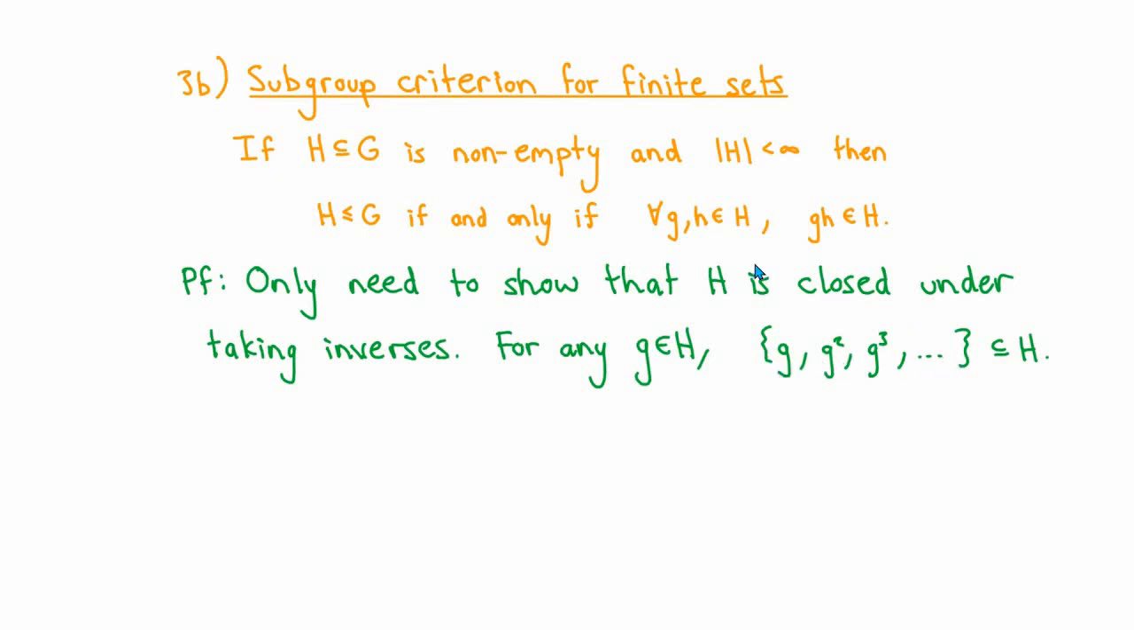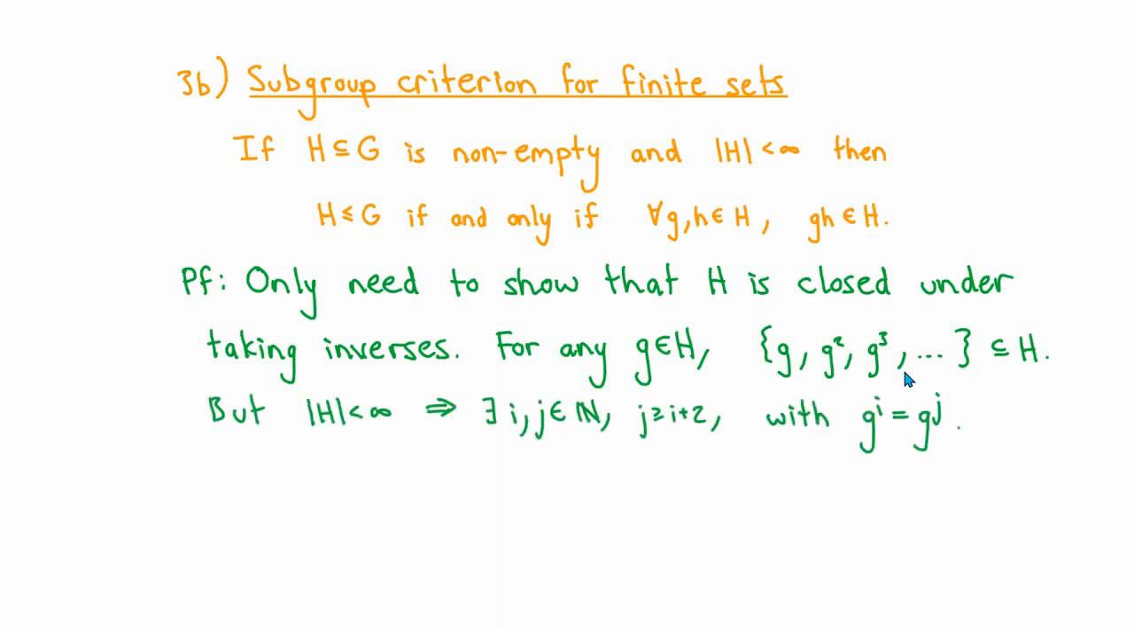Because we're assuming that H is closed under multiplication, all of the elements of the set must be elements of H. But because H is finite, there must be at least one element in this list which is repeated infinitely often. So that guarantees that we can find natural numbers i and j, with j bigger than or equal to i plus 2, with the property that g to the i is g to the j.